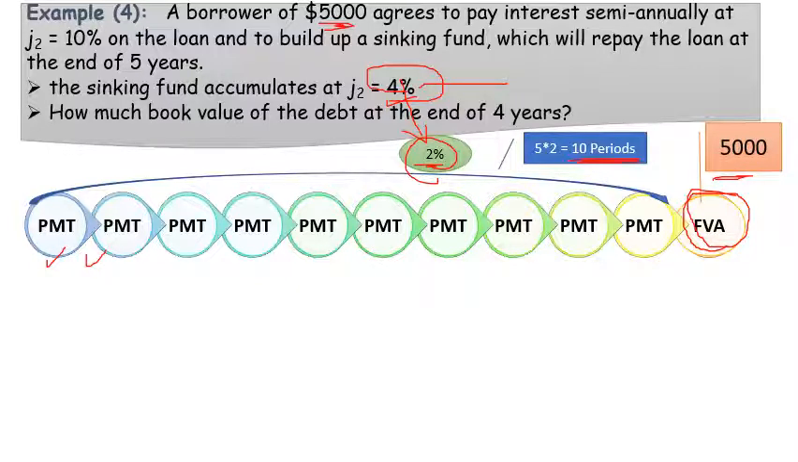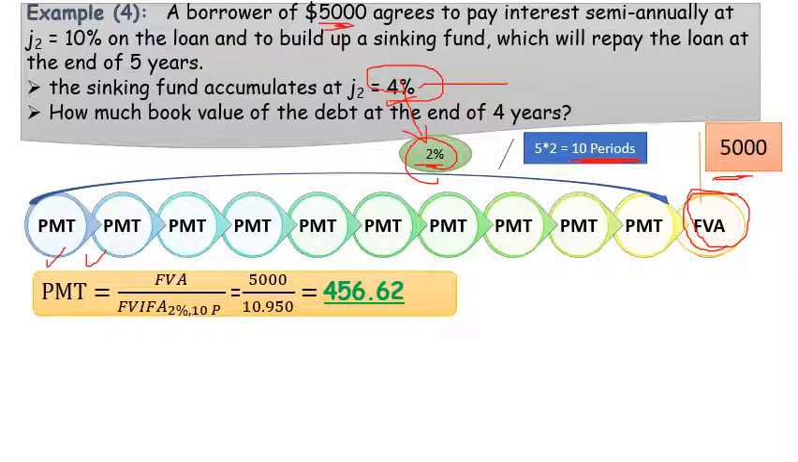First of all, we have to calculate the amount of payments that will be made at the end of each 6 months by using the equation of future value, in which we will divide the $5,000 by the future value interest factor for annuity at 2% for 10 periods, which is 10.95. So we have $456 that should be deposited at the end of every 6 months over the next 10 periods to accumulate $5,000.